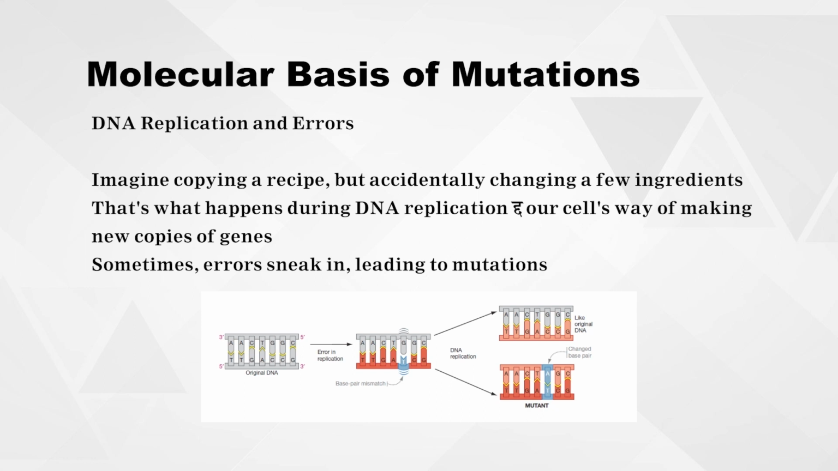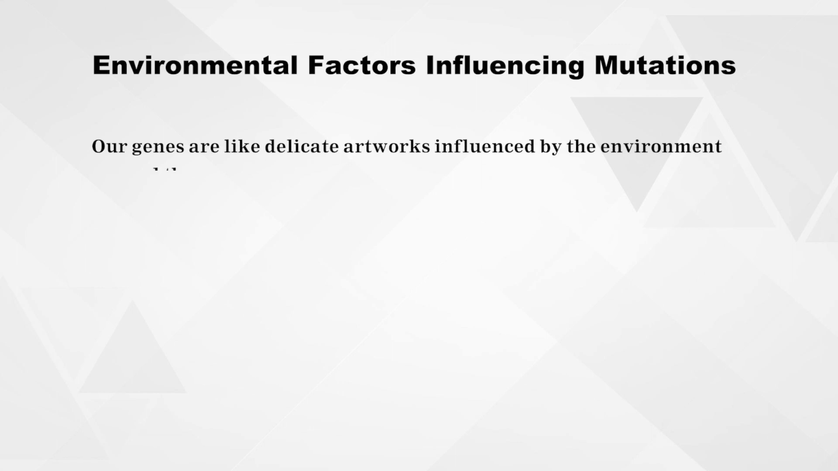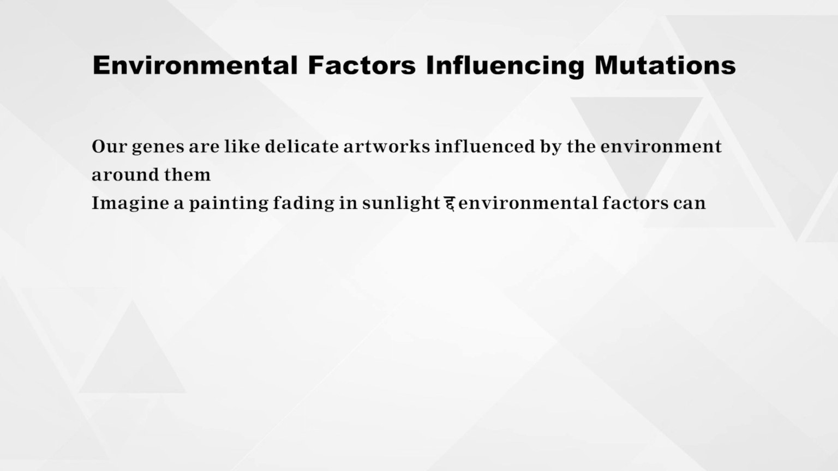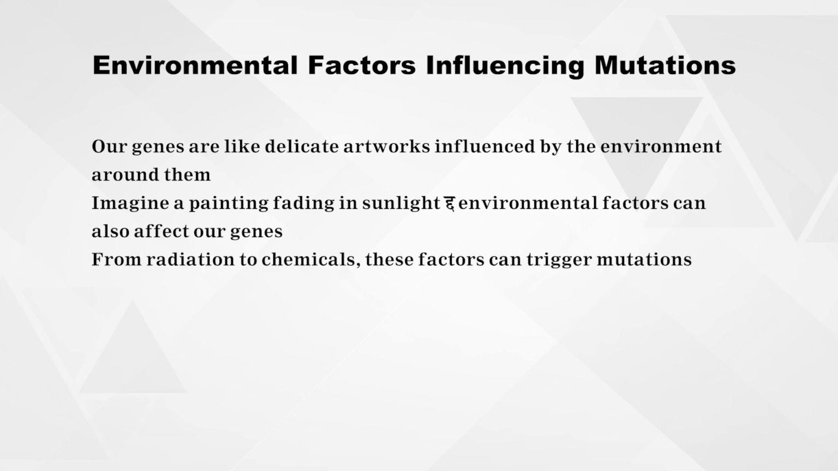Whenever organisms multiply or duplicate, they copy their genetic codes and replicate them to a newer system. In this process, there is a possibility of errors while copying these DNA segments. These errors finally lead to what we call mutations. Now, there are other factors like environmental factors. They also influence mutation. Our genes are like delicate artwork influenced by the environment around us. Imagine a painting fading in sunlight. Environmental factors also affect our genes. From radiation to chemicals, these factors can trigger mutations.